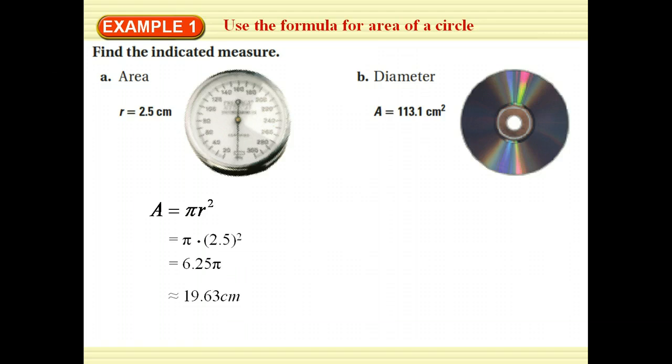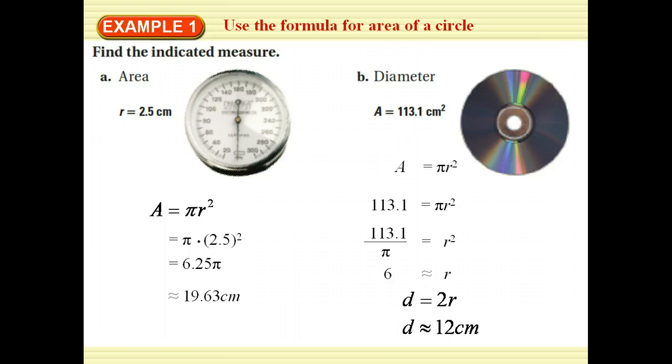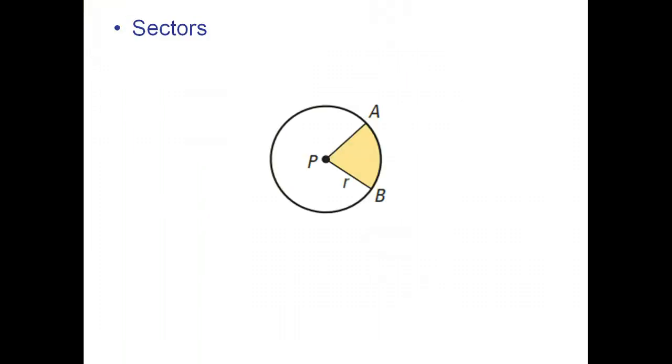In problem B, it actually gives me the area and wants me to find the diameter. Now, since my area formula doesn't have diameter, it has radius, I'm going to find the radius first and then convert it to the diameter. So I'll plug in my area of 113.1. I'll have to divide by pi first and then take the square root, and it comes out to be approximately 6. If my radius is approximately 6, then my diameter is twice that, or approximately 12 centimeters.